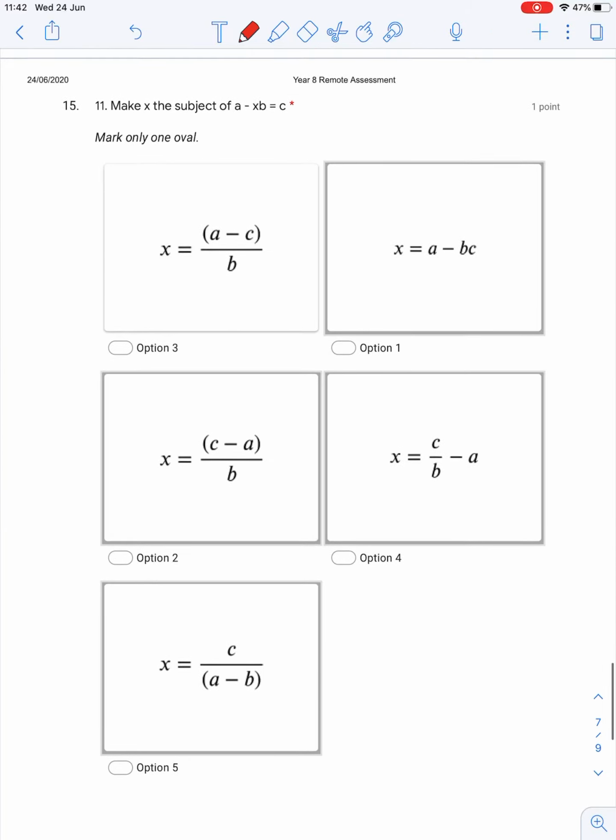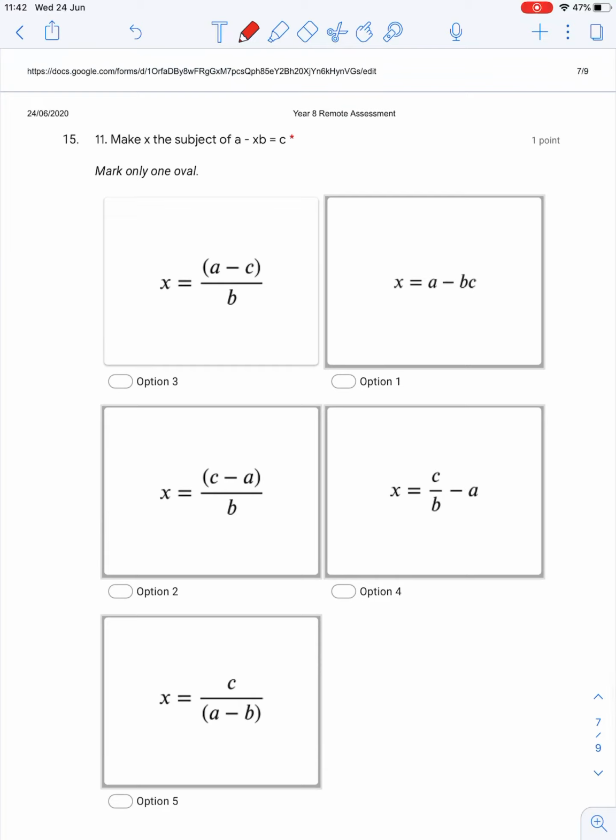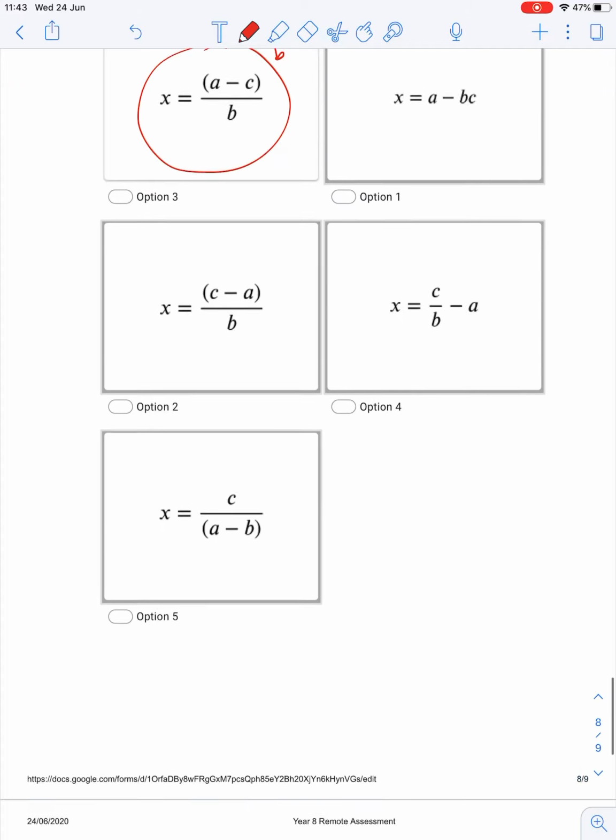Number 11, make x the subject of this one. A bit trickier. The x is negative, so I'm going to add the xb bit across. So c plus xb. Then I think I would subtract the c, and then I would divide by b. So it's a minus c over b. Where is that? It's that one there. It's a minus c over b.